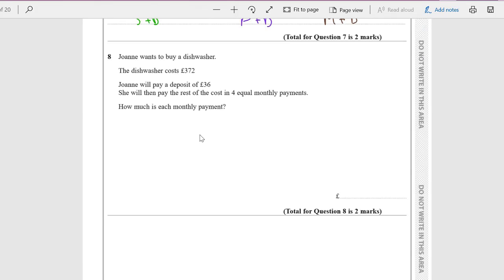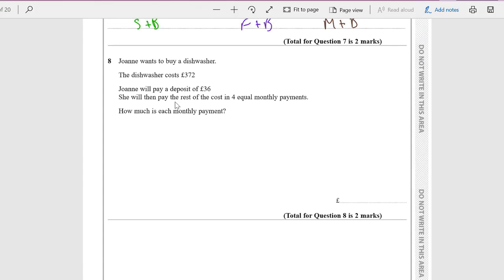Question 8. So Joanne wants to buy a dishwasher. The dishwasher costs £372. Joanne will pay a deposit of £36. She will then pay the rest of the cost in 4 equal monthly payments. How much is each monthly payment?